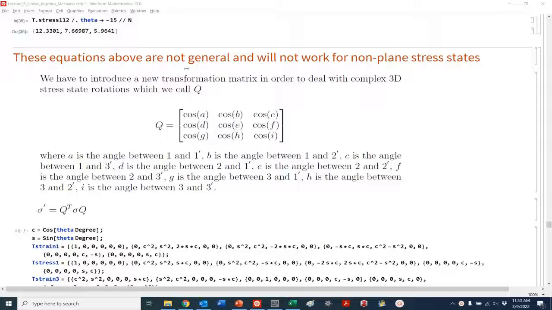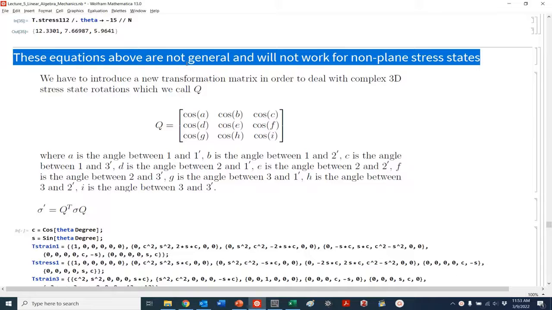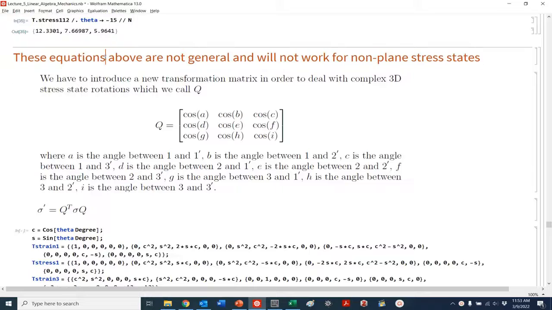And we are back. So last time we looked at examples of plane stress, but now we want to look at examples where the stress state may be more complex and we may have three-dimensional stress. So if we want a general rotation matrix, we could use this rotation matrix called Q, which takes the cosine of the angle between when we have a 3D stress state.